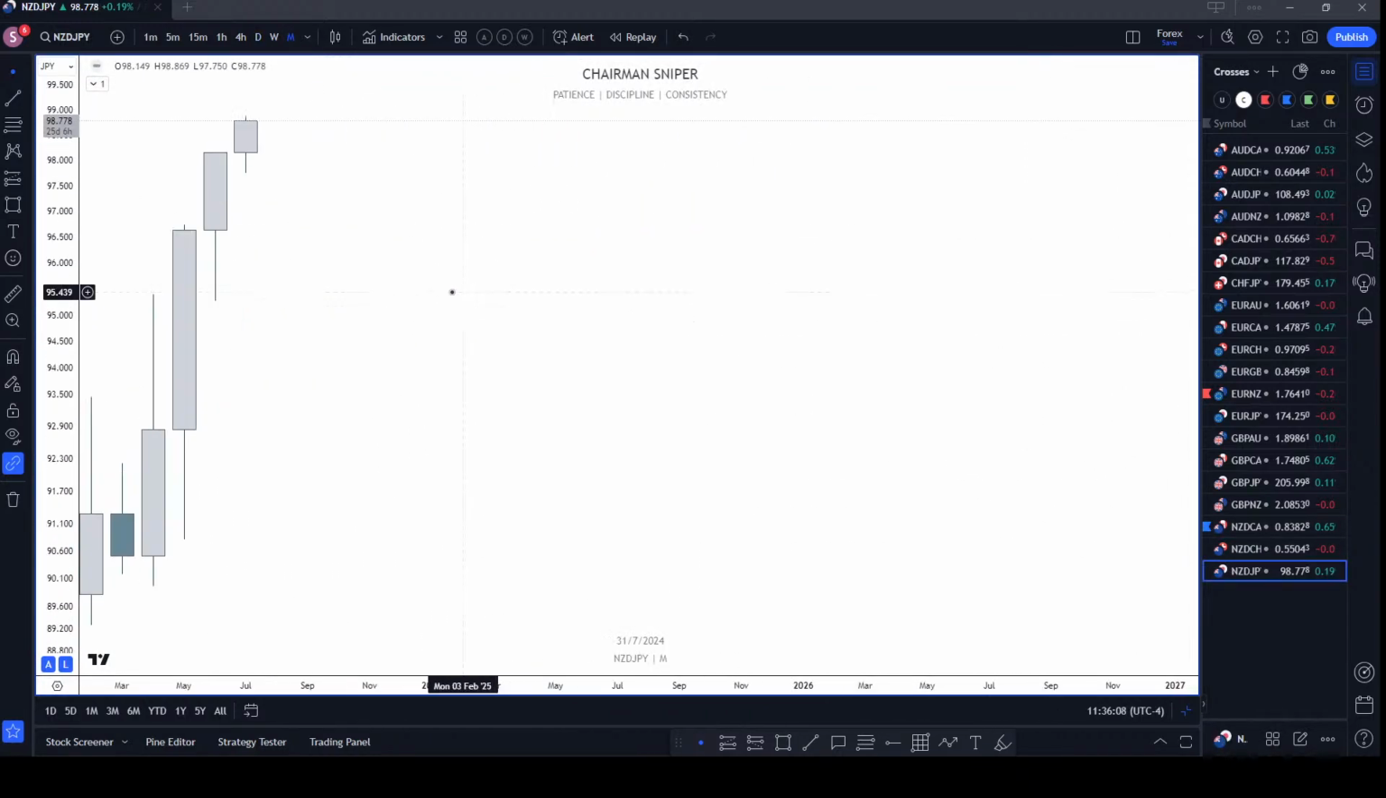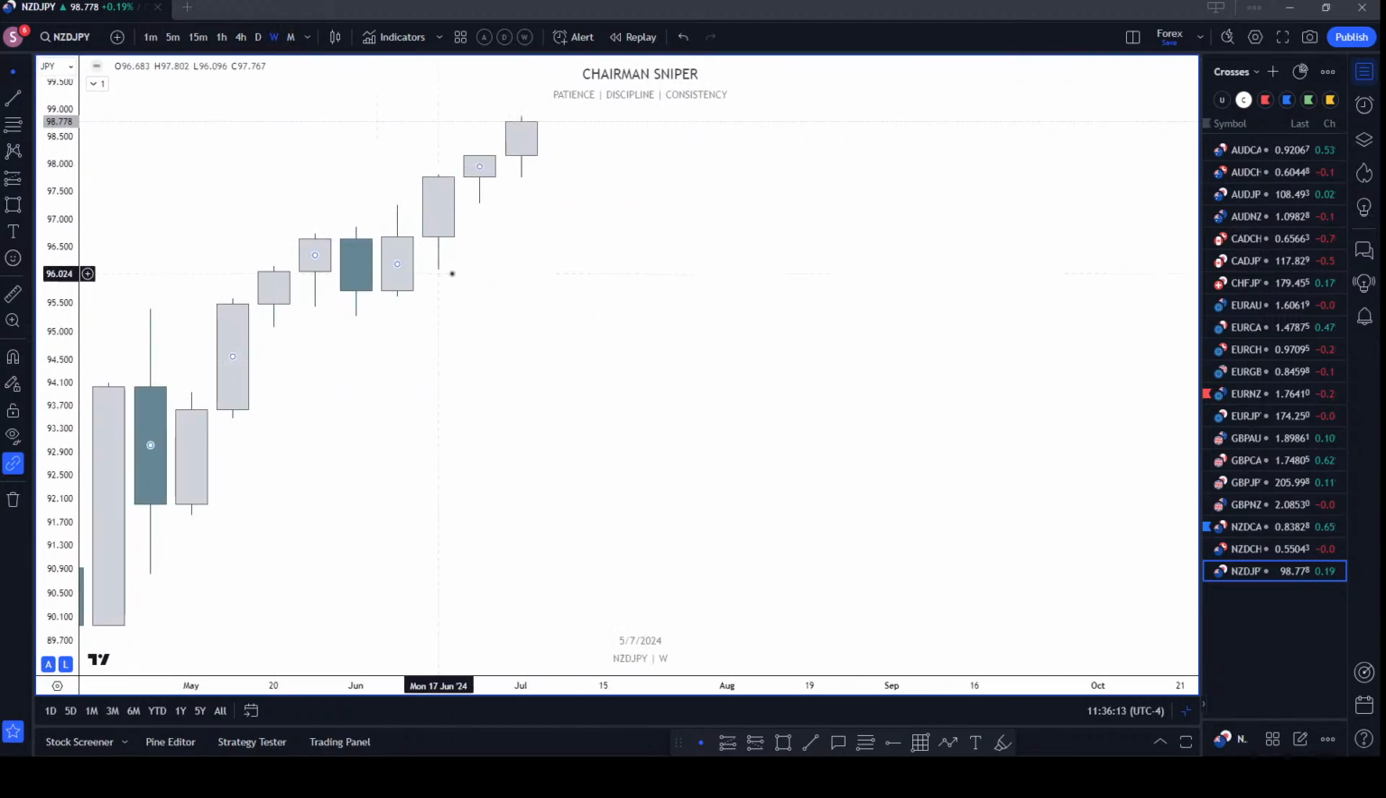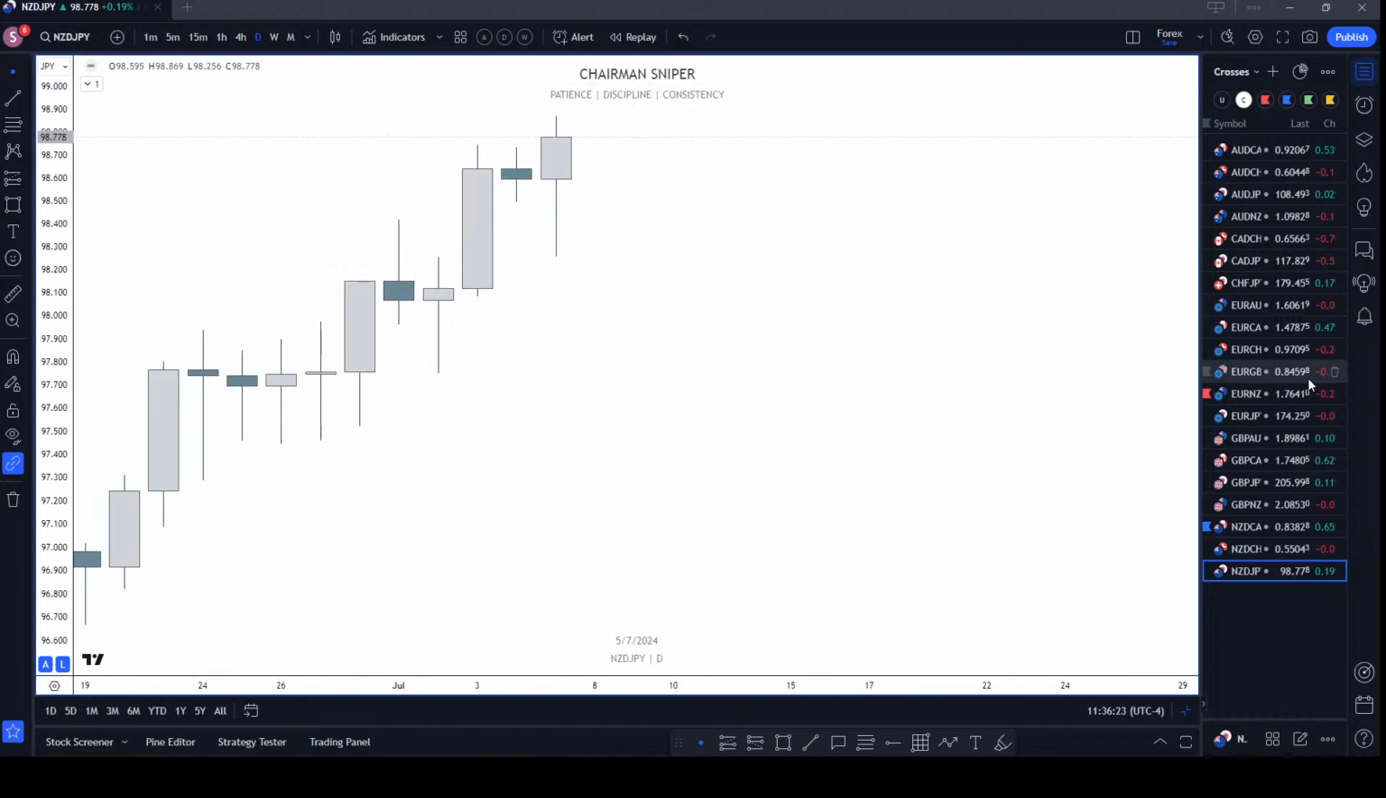And J, nothing on the monthly. On the weekly, nothing to look at. On the daily, we did have this fair value gap here. We tapped back in and we moved higher. So nothing to really look at. All right, guys. So that's about it for the forecast for this week. We have looked through all the pairs that I'm going to be looking to trade during the week.